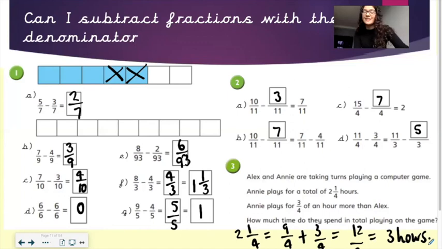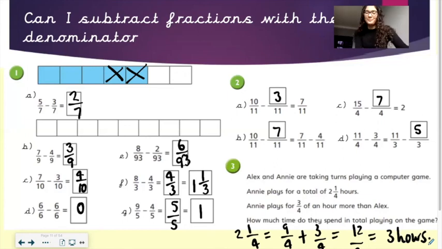E. 8 out of 93 take away 2 out of 93 equals 6 out of 93. F. 8/3 take away 4/3 equals 4/3, otherwise known as 1 1/3. G. 9/5 take away 4/5 equals 5/5, otherwise known as 1.